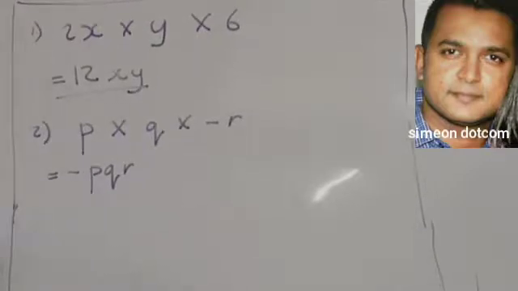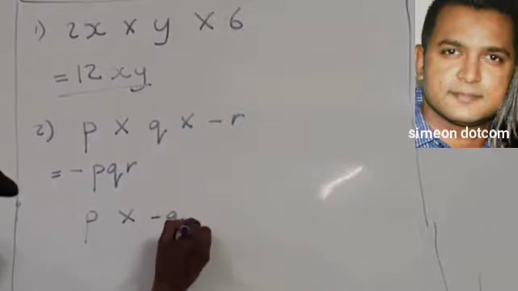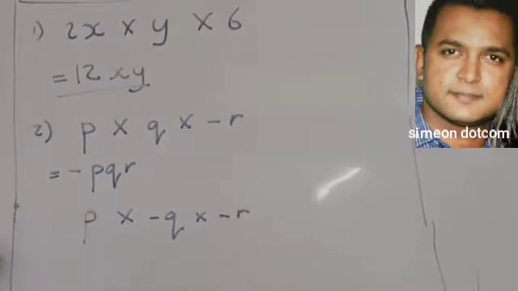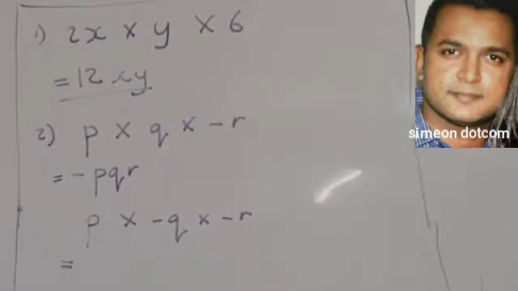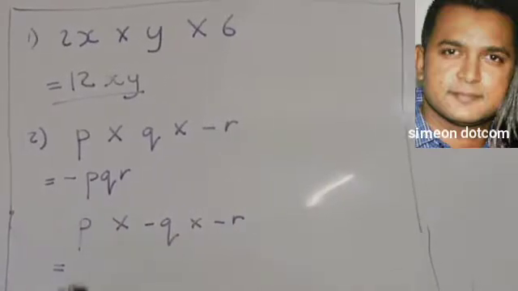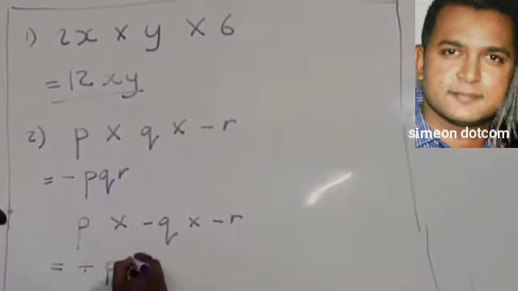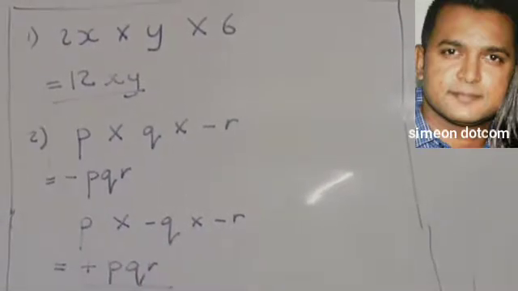If I use the same example and tell you we have p times minus q times minus r, these three are being multiplied. Remember, we put the letters together. So it's p times q times r, but there are two minus signs here, so my answer will be a positive answer, counting the number of minus signs.